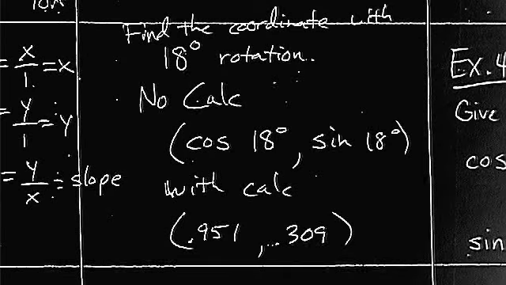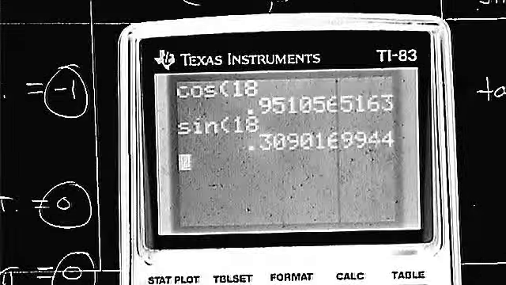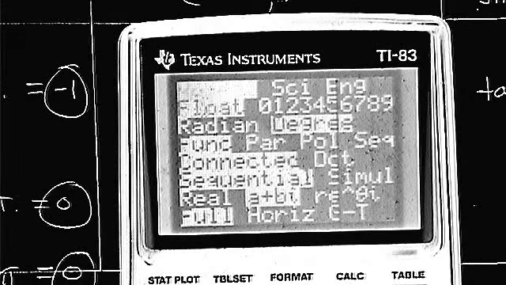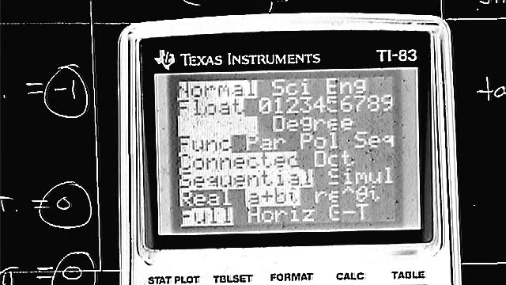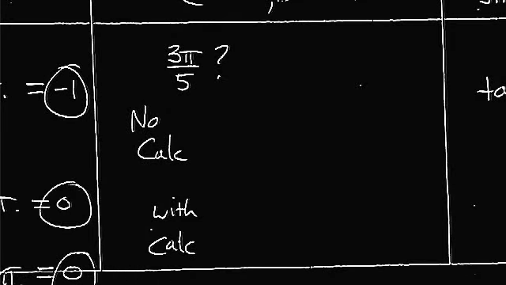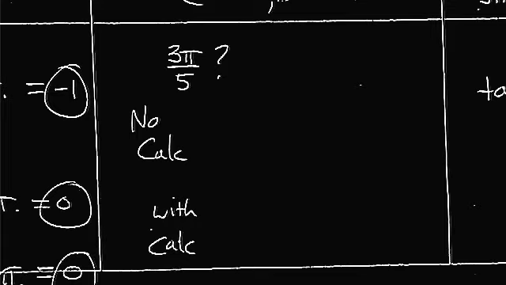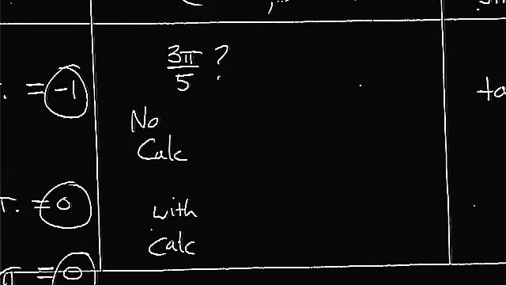Now, I would like you to switch your calculator into radian mode, so come back to the mode button and come down here and change it into radians. And then I want you to answer these two questions. Give me the no-calc answer for a rotation of 3 pi over 5 radians and a calculator answer. So, kind of a generic one, and then one with actual approximated values to the thousandths.